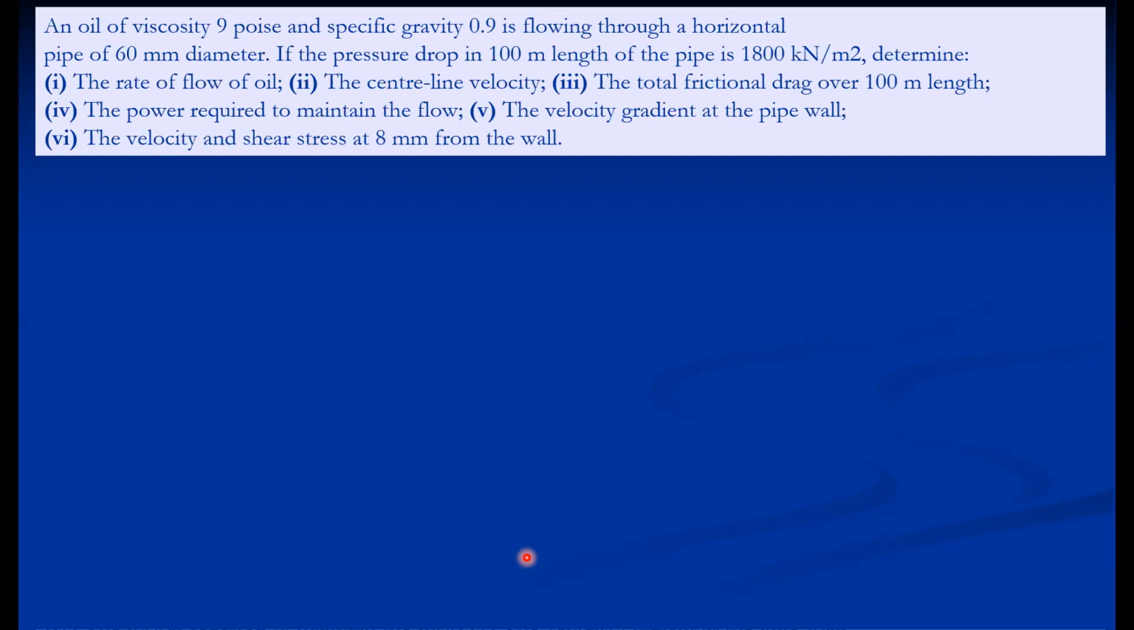Then the power required to maintain the flow, that is the force into velocity, that is frictional drag into velocity. That way we can calculate the power. Or, the other way, delta P is also known to us, so delta P into Q, that expression we can also use. Then the velocity gradient at the pipe wall, that is del v by del y at y is equal to 0.